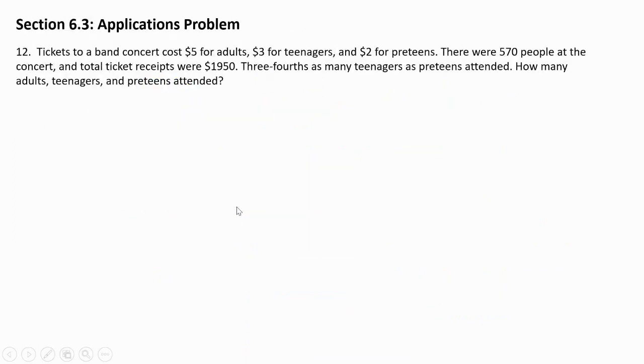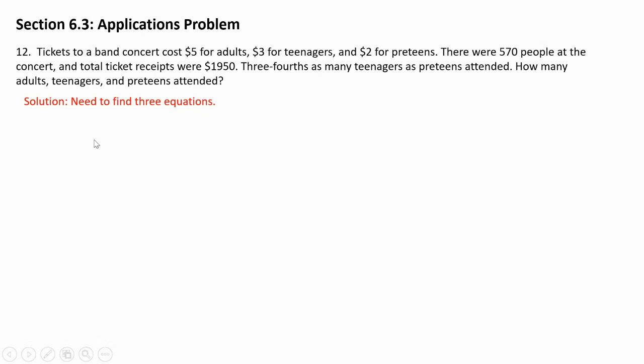Okay, now let's continue. So how can we apply this to real life? I believe I did this problem last week, but I didn't work it out. I just gave you guys the answer, but I'm going to work it out right now. So what's the objective here? It says tickets to a band concert cost $5 for adults, $3 for teenagers, and $2 for preteens. There were 570 people at the concert. The total ticket receipts were $1,150. 3/4 as many teenagers as preteens attended. How many adults, teenagers, and preteens attended?